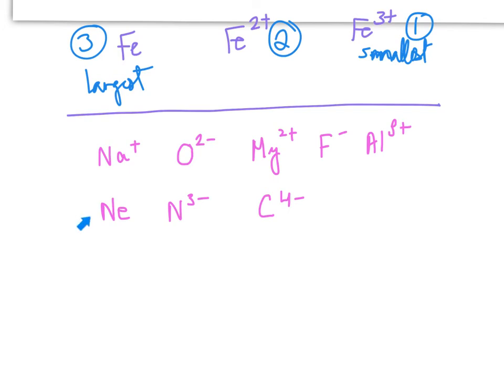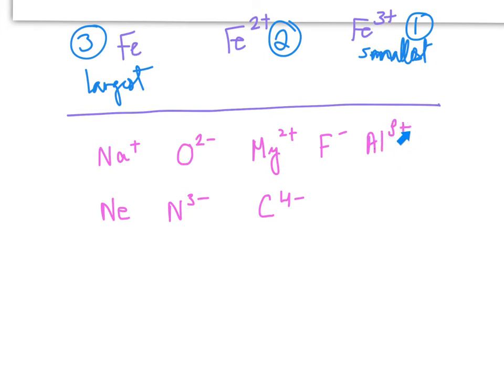So neon, neutral neon, has 10 electrons, right? Neutral sodium would have 11, but plus 1 means it lost 1, so it has 10 electrons. Neutral oxygen has 8 electrons, but it gained 2, so that's 10 electrons. Neutral magnesium has 12, but 2 plus means it lost 2, so 10 electrons. Neutral fluorine has 9 electrons, but negative 1 means it gained 1, so 10 electrons.